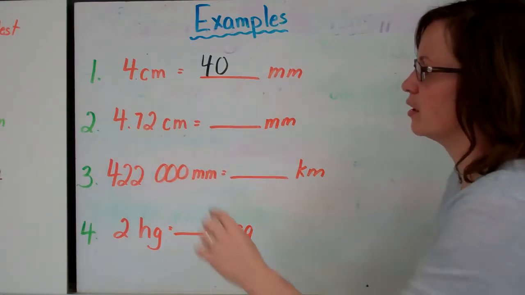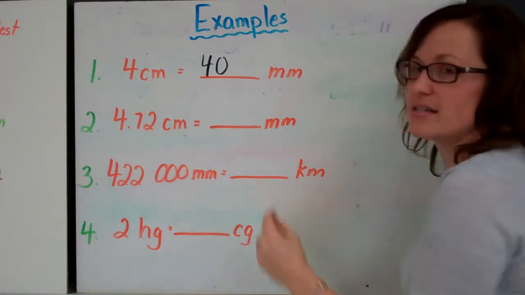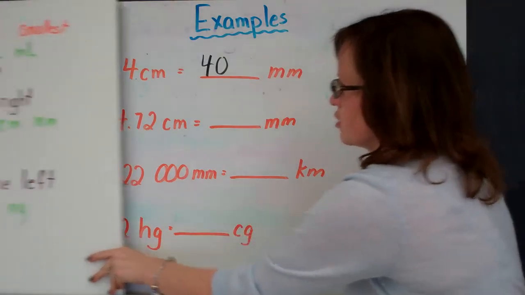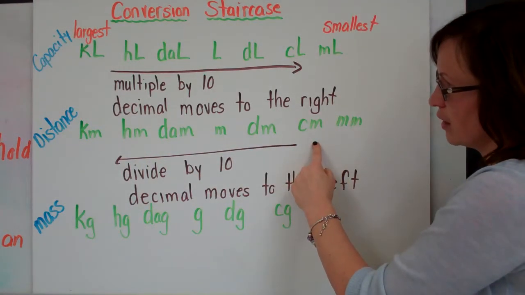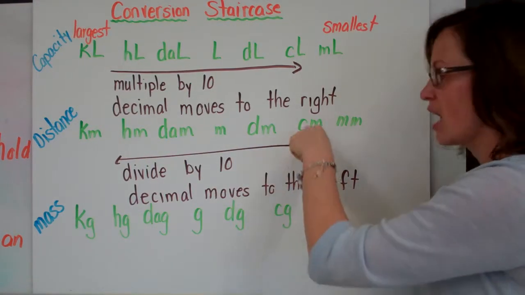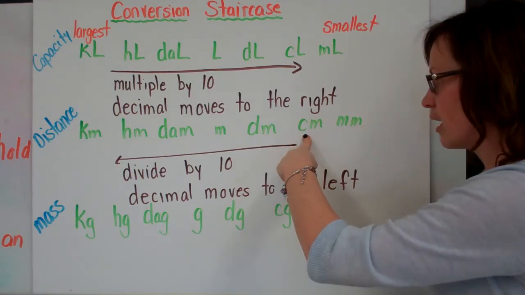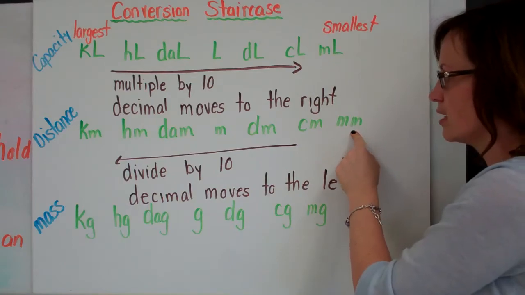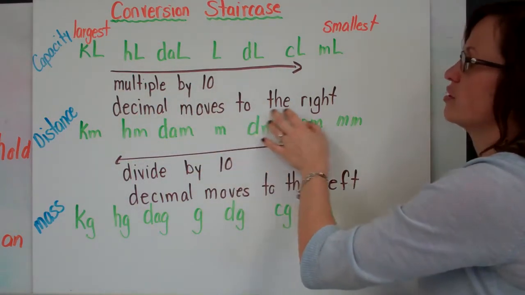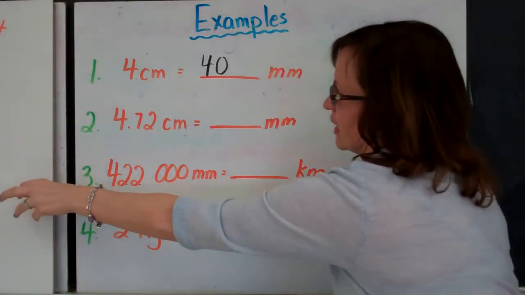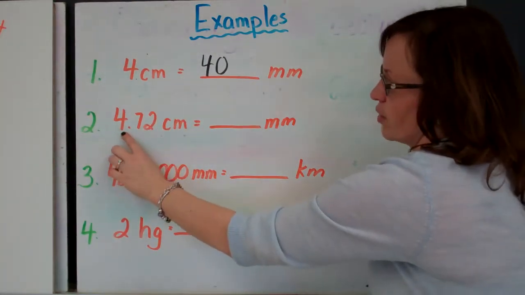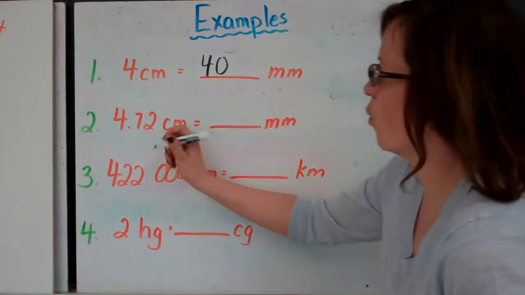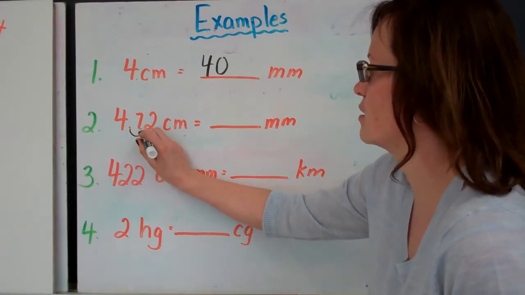All right, second example. 4.72 centimeters equals how many millimeters? So again, I find my unit on the staircase, centimeters. I find which direction I'm going in and how many spaces. So I'm going to millimeters. I'm going 1 step to the right. So I know that my decimal moves to the right. I can see where my decimal is, 4.72, and I'm going to move it 1 space to the right.